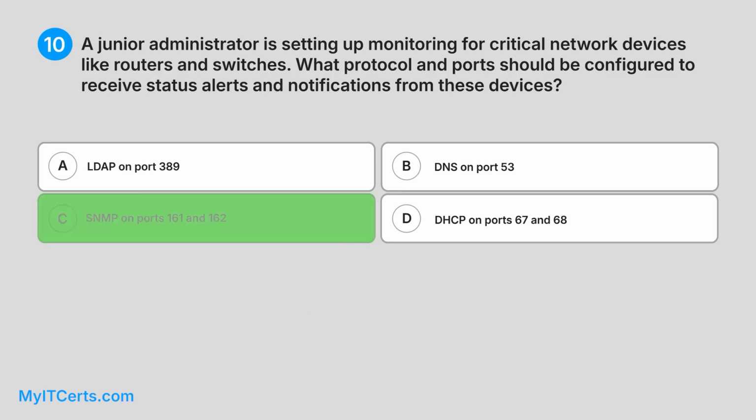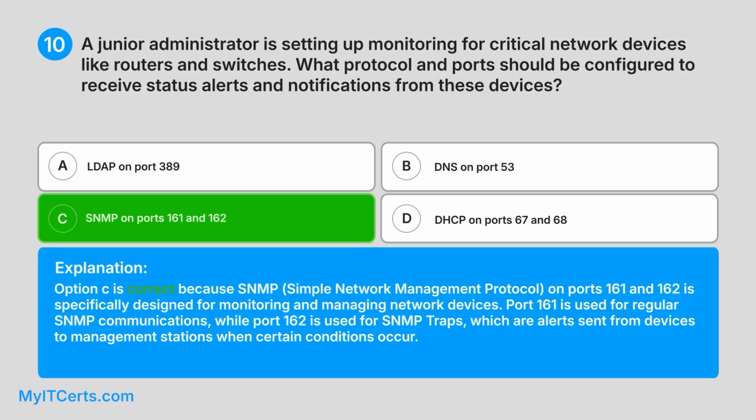Correct answer, C. SNMP on ports 161 and 162. Explanation. Option C is correct because SNMP, Simple Network Management Protocol, on ports 161 and 162 is specifically designed for monitoring and managing network devices. Port 161 is used for regular SNMP communications, while port 162 is used for SNMP traps, which are alerts sent from devices to management stations when certain conditions occur.